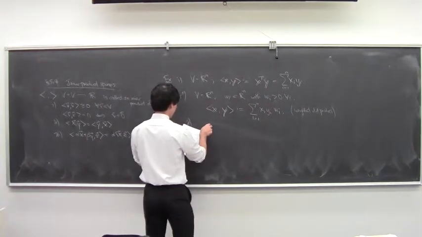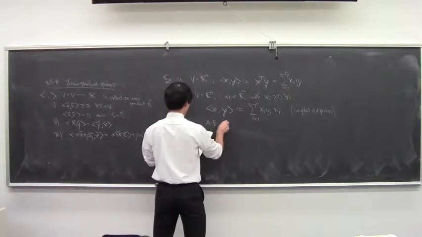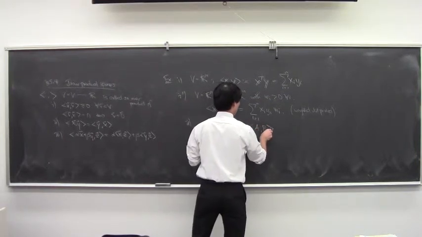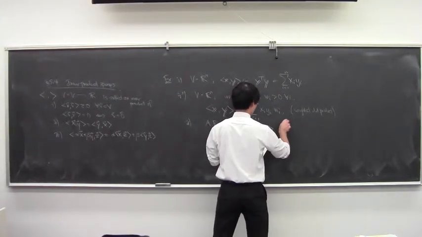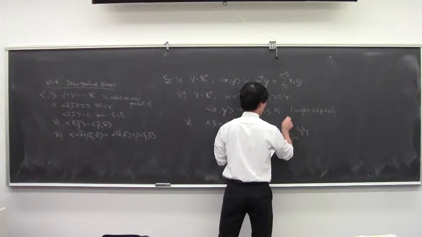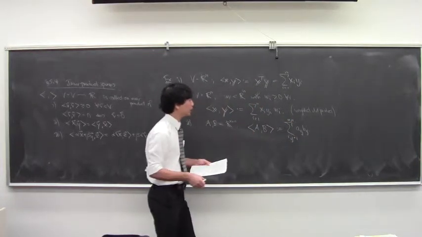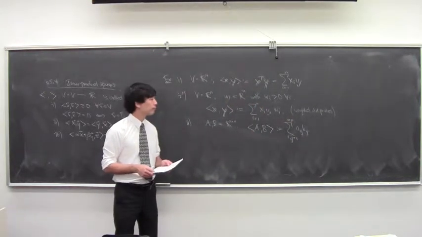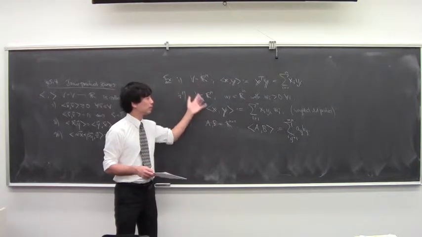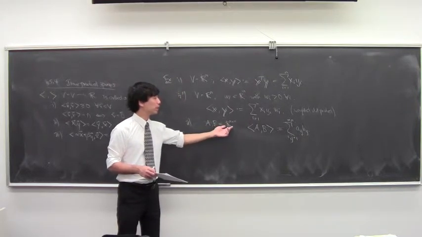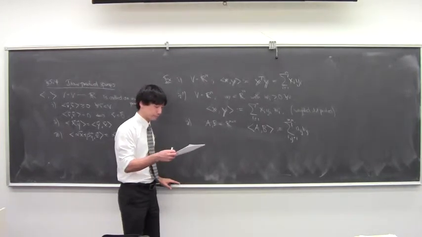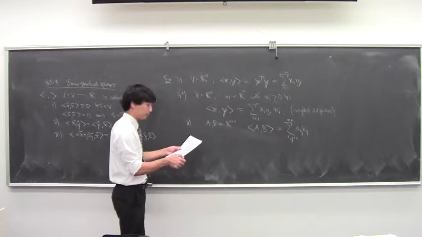Example 2. A, B are m by n matrices, and you could take an inner product on the space of matrices by just defining the dot product over all entries. This is really no different from example 1, right? This is just treating these matrices as one long vector. It's not particularly interesting.